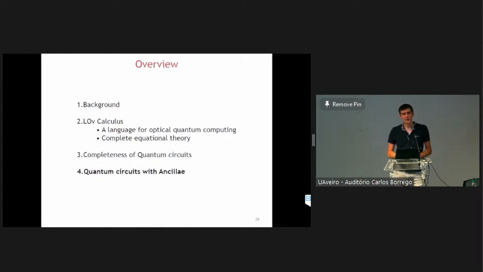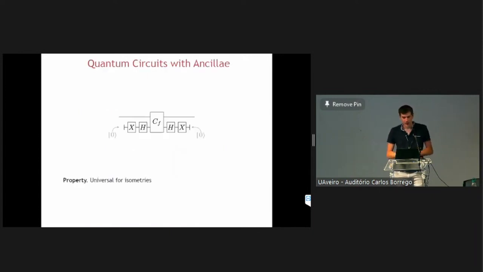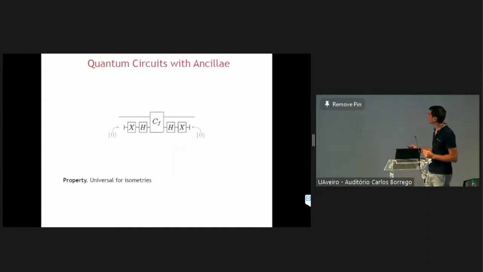There is a way to get rid of this equation acting on multi-qubits. And the way to do it is actually to consider a slightly more general framework. Here I'm going to use quantum circuits with ancilla. I'm going to add two generators: a generator for introducing a new, fresh qubit in the ket-zero state, and also a generator for removing a qubit which is in the ket-zero state. Here it's important that the qubit should be in the ket-zero state when you remove it. Okay, so we get a slightly more general framework where you can represent isometries.